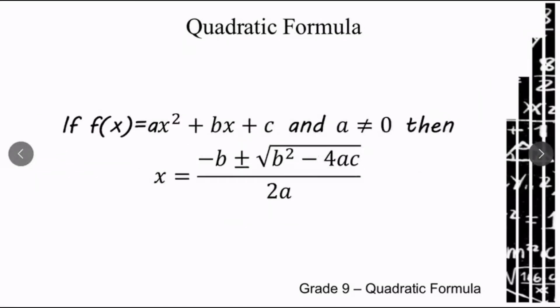In our last video, the link is provided below, we discussed the quadratic formula and identifying the roots using the given definition, such as if f of x is equivalent to ax squared plus bx plus c and a is not equal to 0, then x is equivalent to negative b, positive negative square root of b squared minus 4ac over 2a. So this formula is used to identify the value of x, particularly the value of our roots.